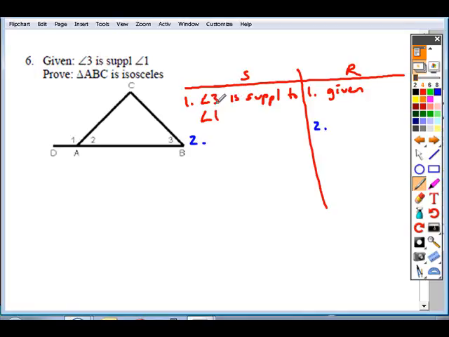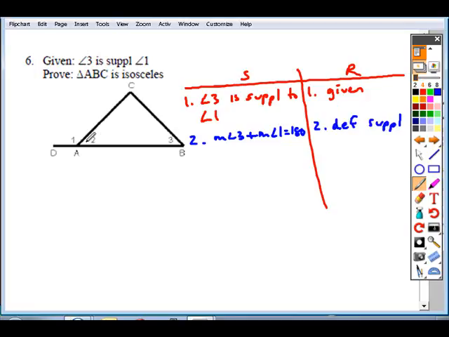So what does it mean that angles 3 and 1 are supplementary? They add up to 180. Good. So if we say that angle 3 plus angle 1 equals 180, that's based on the definition of supplementary. And that's what was provided for us. Okay, so we've turned that into an equation, and the equations allow us to manipulate things a little bit more easily.